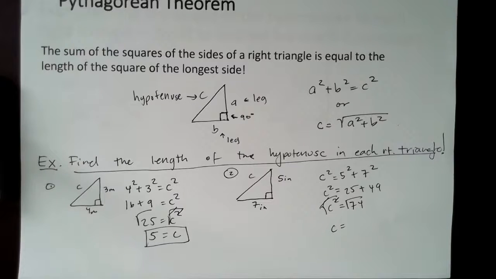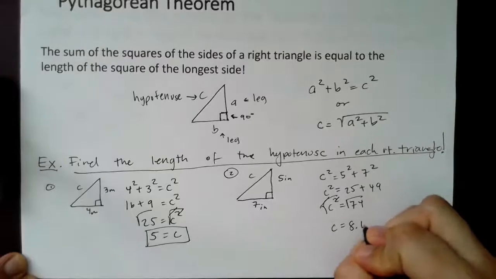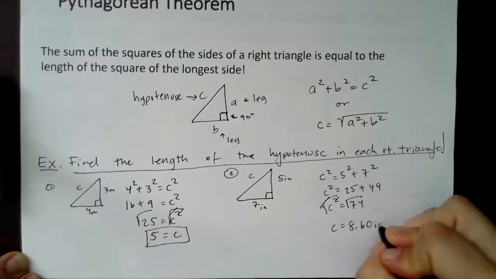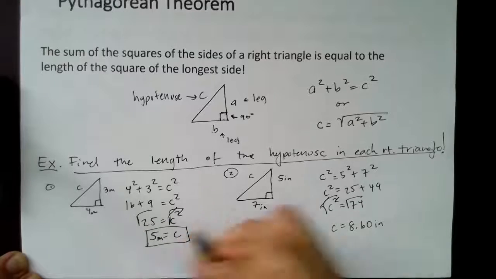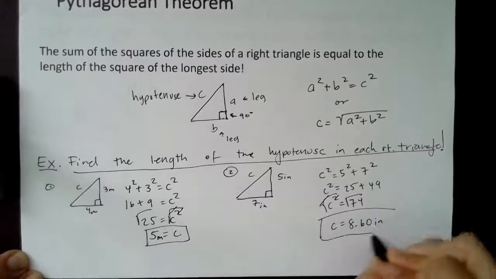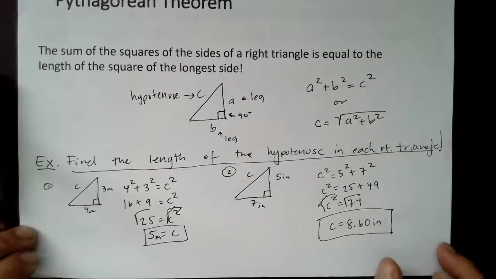So we can go ahead and just leave it as 8.60, because we have 8.602. Oh, sorry, we need to keep the units. So this is inches, and this one was meters, so go ahead and put meters as your unit. When they're giving you a unit in a problem, you should keep it in the answer as well.